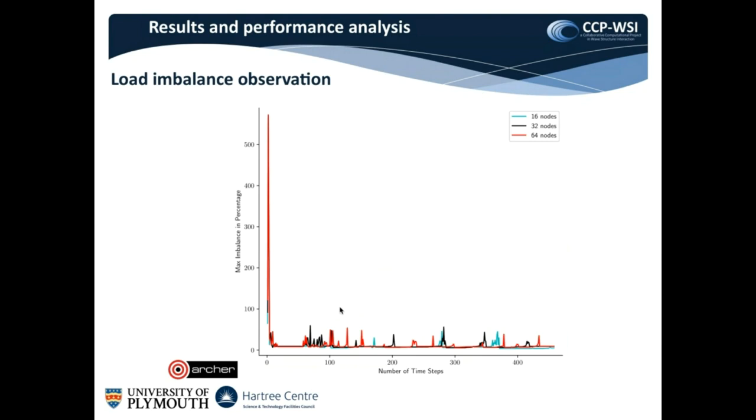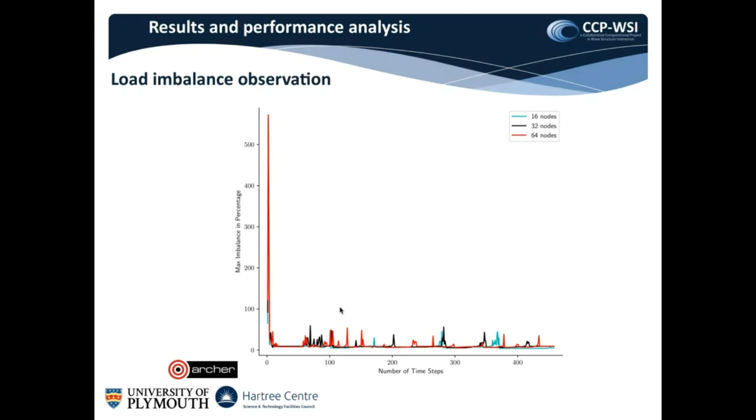And to measure the load imbalance and the efficiency of the load balancing, we basically measure two things. The first thing is how the mesh max imbalance evolves over the whole simulation. So here we calculate more than 400 time steps. I think this is a 17 million cell mesh. I'm using from 16 nodes up to 64 nodes, on ARCHER.